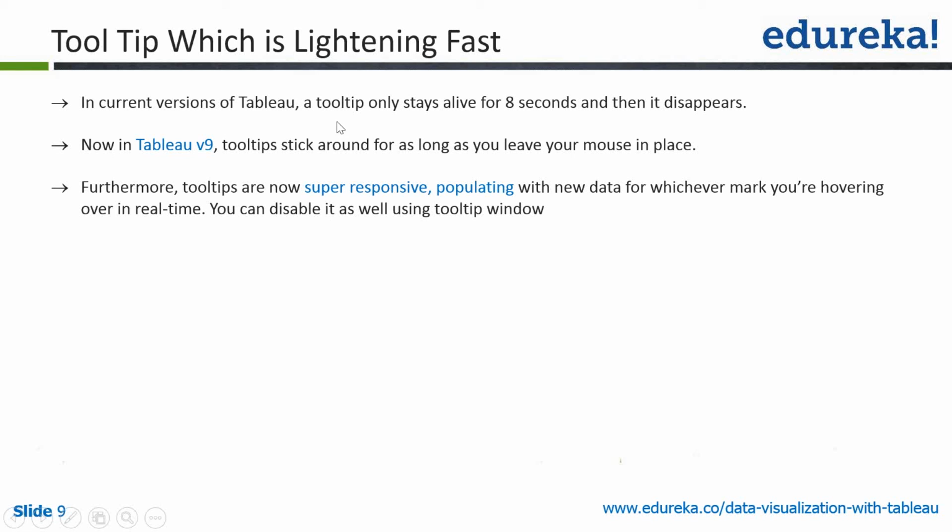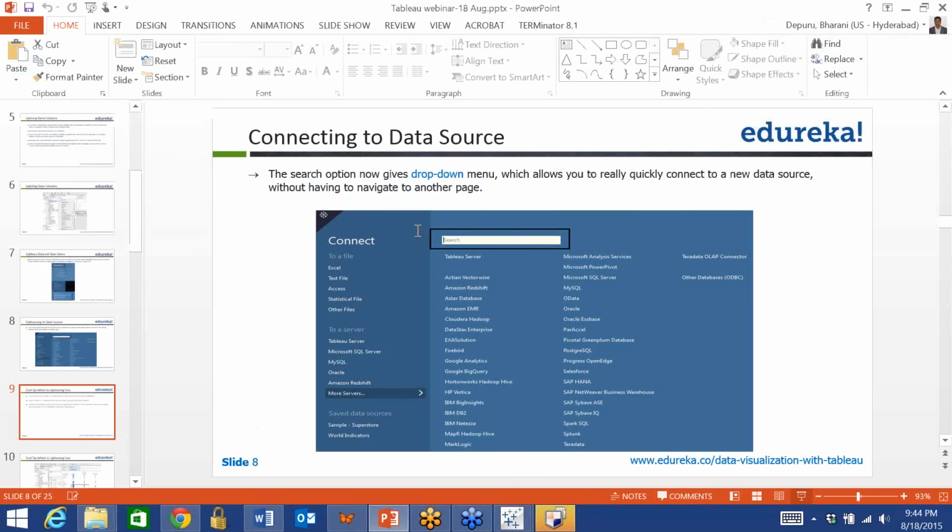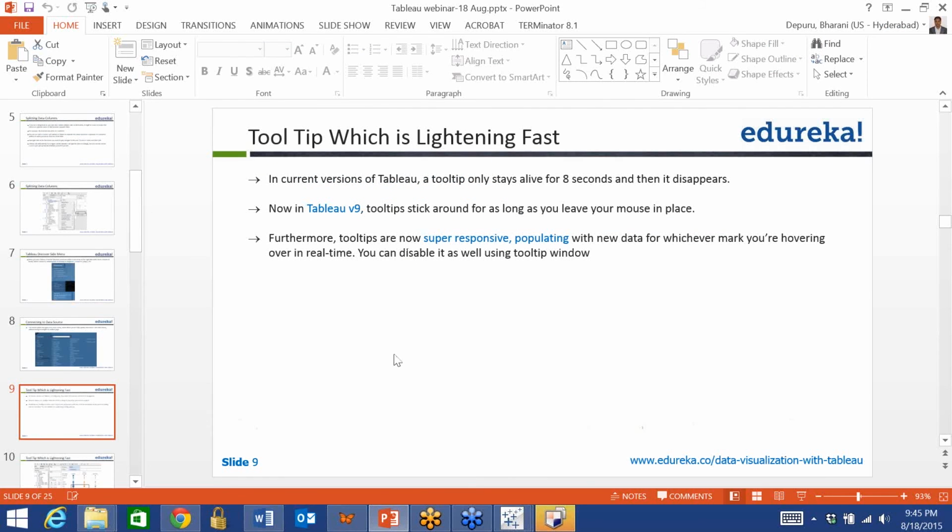In Tableau 8, when you hover over your tooltip and leave it like that, the pop-up would appear for 8 seconds and disappear. However, in Tableau 9, the moment you hover your mouse pointer on a particular data point, the information about that data point would appear endlessly. And also it's super fast, extremely fast with no lag, absolutely. So let me show you that now.